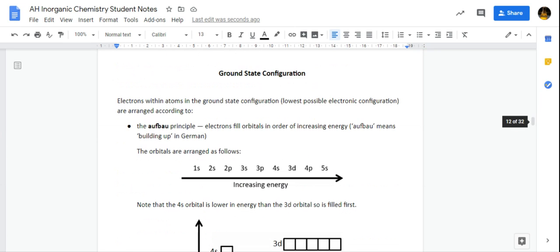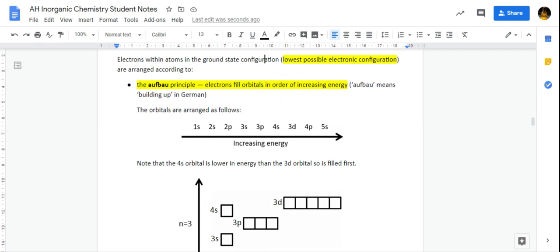Let's have a look at something called the ground state configuration. There are certain rules when you're doing the electron configuration. The ground state configuration is the lowest possible electronic configuration. It's basically the lowest energy state. One of the rules that you have to follow is called the Aufbau principle. Anyone who's done German, Aufbau means building up. This states that you have to fill the orbitals in order of increasing energy. You can't fill higher energy levels before you fill the ones of a lower energy.